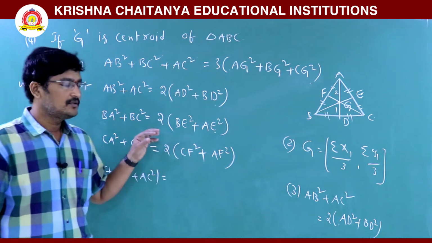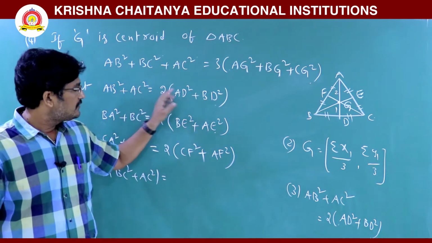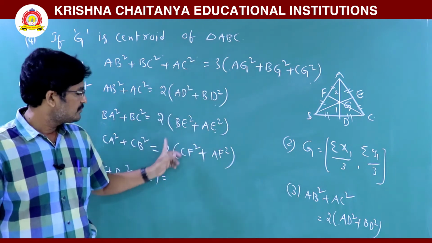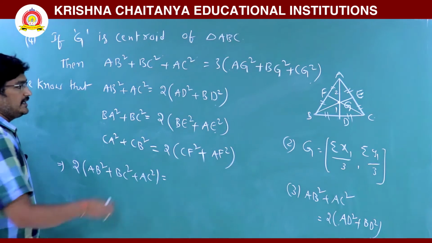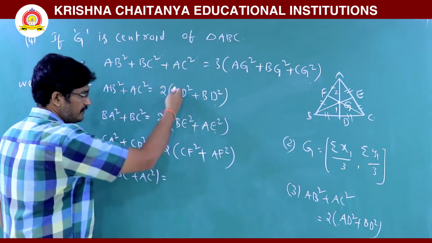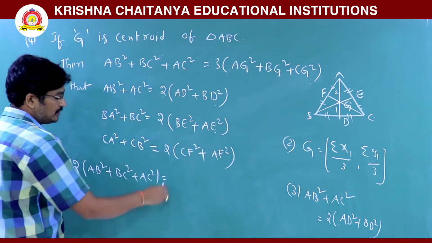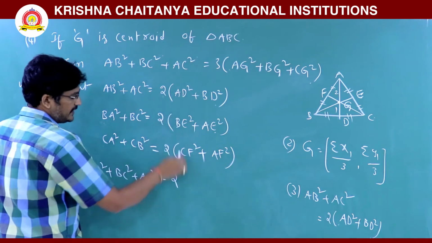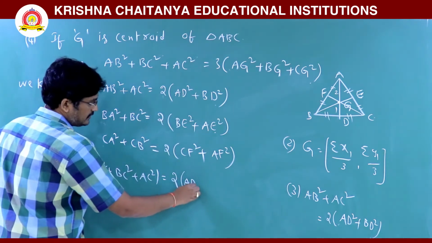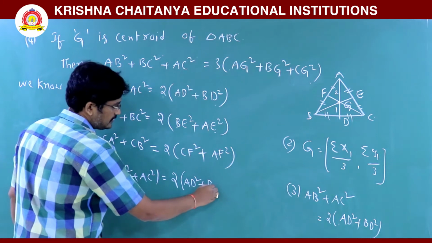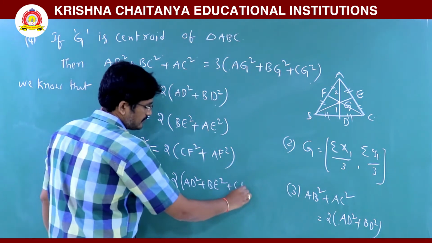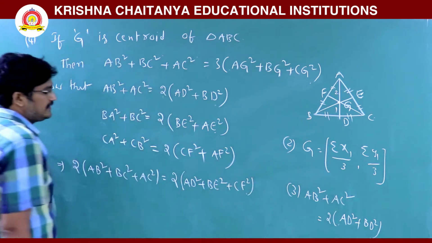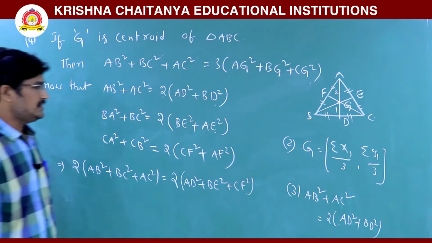Next, listen to here. 2 times of this one plus 2 times of this one plus 2 times of this one. But first I am writing 2 times of the first terms adding, which is AD square plus BE square plus CF square. So 2 times of AD square plus BE square plus CF square.